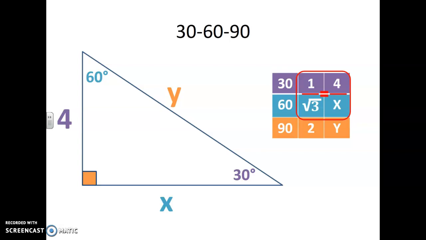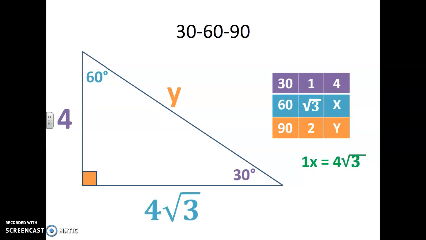When you set up your proportion, make sure that you have one variable. You cannot have two. So your proportion is going to be 1 over radical 3 is equal to 4 over x. So you cross multiply now. You have 1 times x is equal to 4 times radical 3. And you could just get rid of that 1, so x is equal to 4 rad 3.